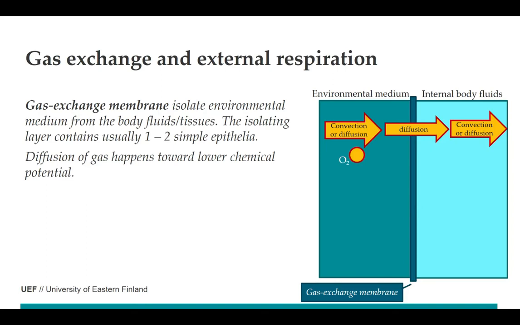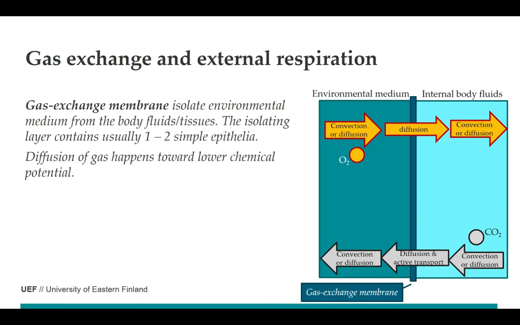If there is circulation, there is convection. Otherwise, if the animal is so small, it can rely on diffusion. Also for carbon dioxide, if there is circulation, there is convection. But then in the lungs or the gills, there is either diffusion, or in the gills of aquatic animals, sometimes there is active transport of carbon dioxide metabolites through this membrane. And then in the environment, there is convection or diffusion again.